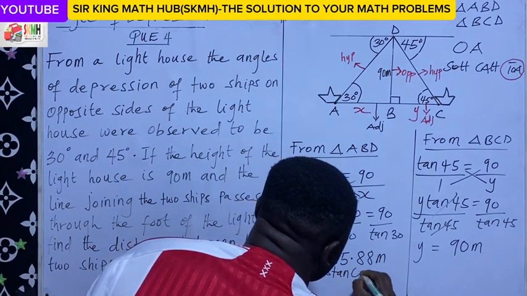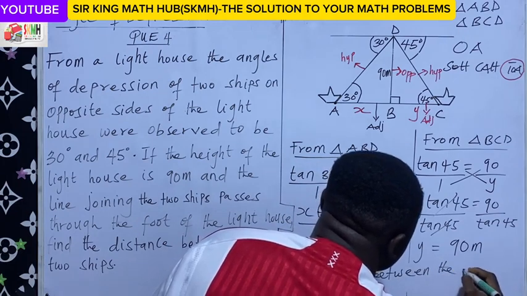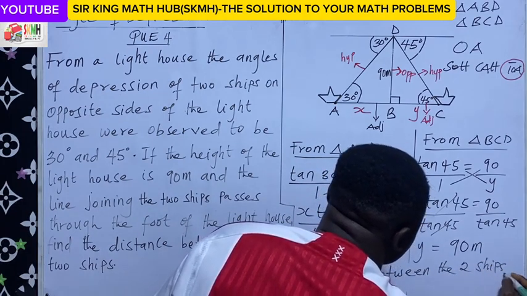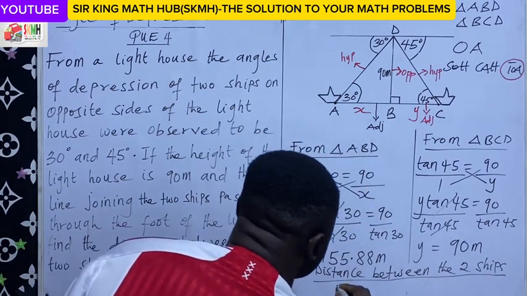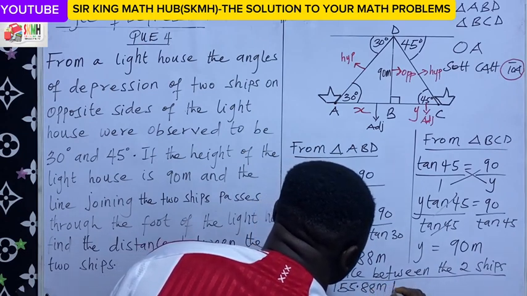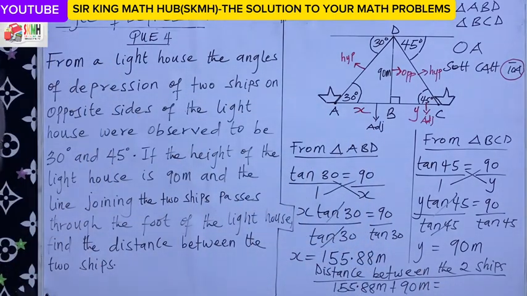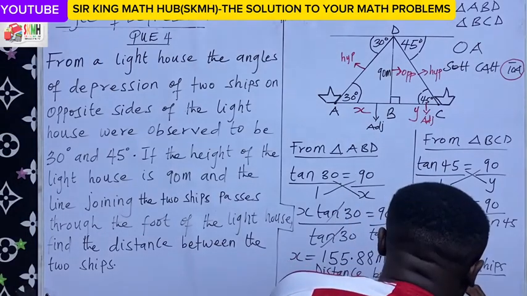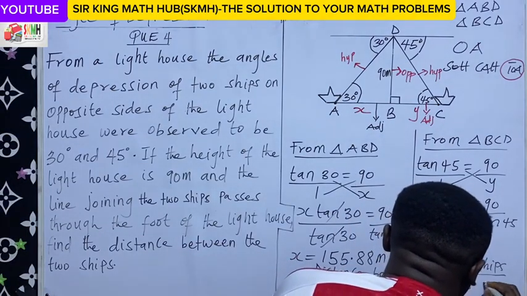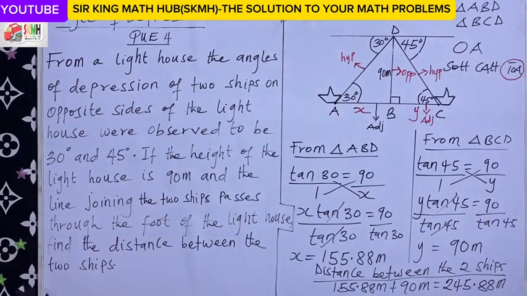So the distance between the two ships becomes 155.88 meters plus 90 meters, and that should give us 245.88 meters. So that is the distance between the two ships.